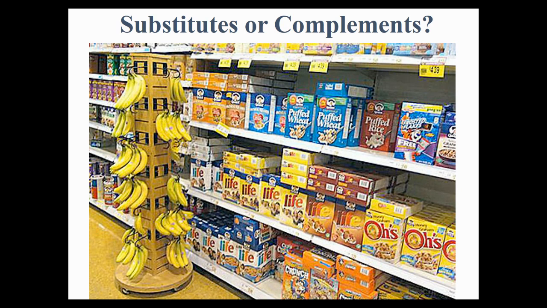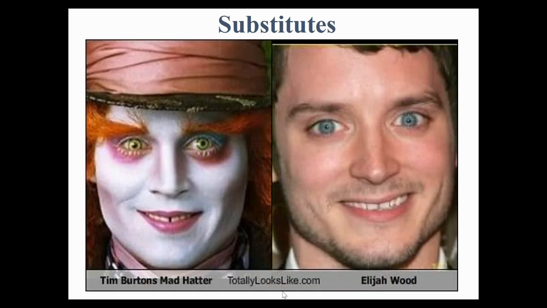Bananas right next to breakfast cereal. Well, if bananas go on sale or if cereal goes on sale, people might buy more bananas because people slice bananas on top. So these are complementary goods, right? What about substitute goods? Are these two substitute goods?